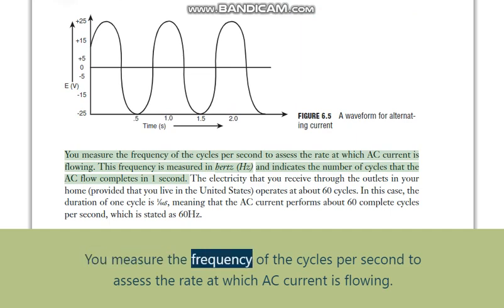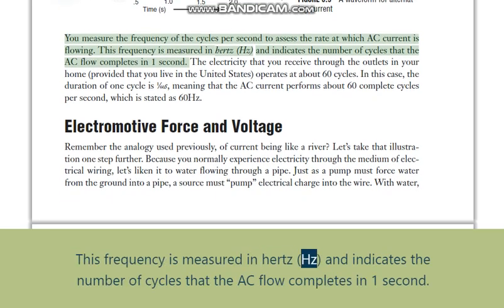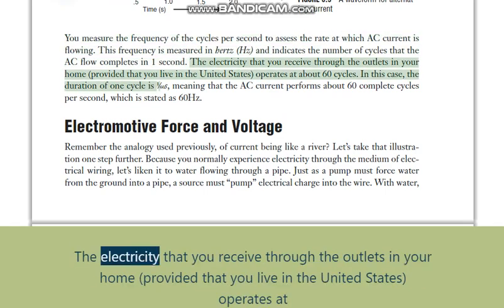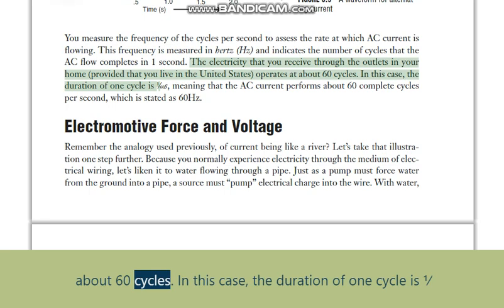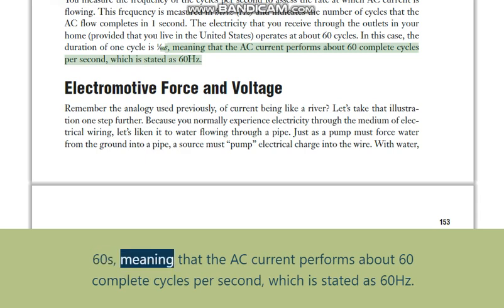You measure the frequency of the cycles per second to assess the rate at which AC current is flowing. This frequency is measured in hertz, and indicates the number of cycles that the AC flow completes in 1 second. The electricity that you receive through the outlets in your home, provided that you live in the United States, operates at about 60 cycles. In this case, the duration of one cycle is 1/60, meaning that the AC current performs about 60 complete cycles per second, which is stated as 60 Hz.